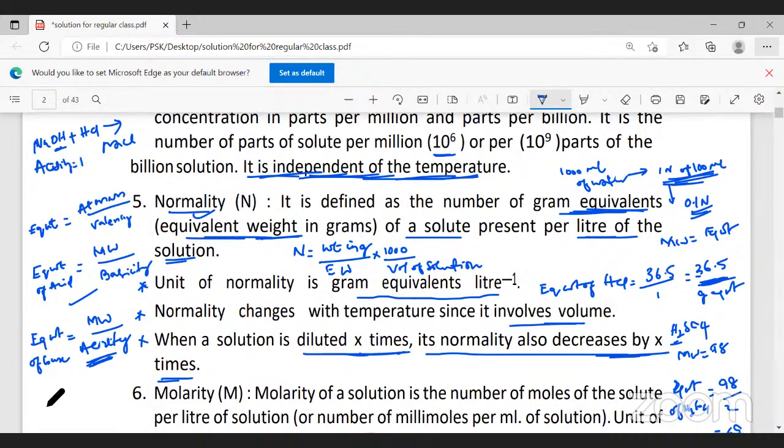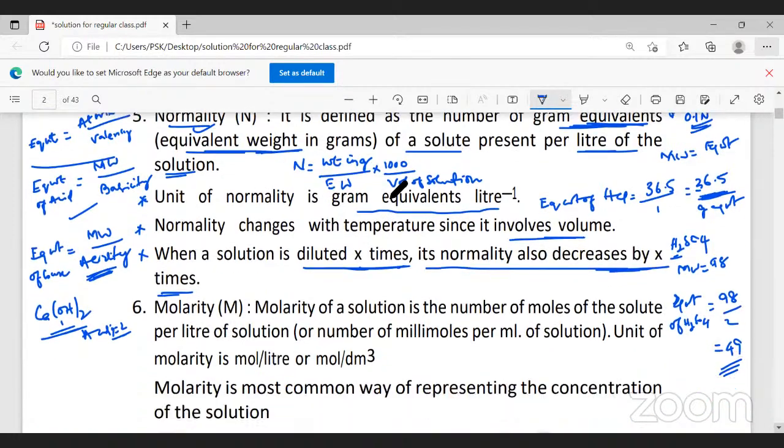If I take calcium hydroxide, what is the acidity of calcium hydroxide? Since we have 2 OH, the acidity will be 2. So I gave you many formulas today. Please concentrate and watch this class repeatedly, and then you will understand better.